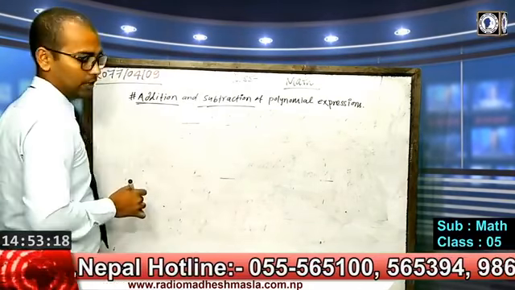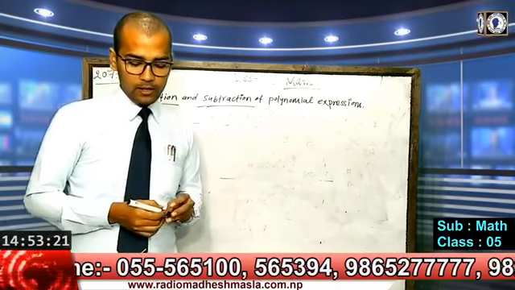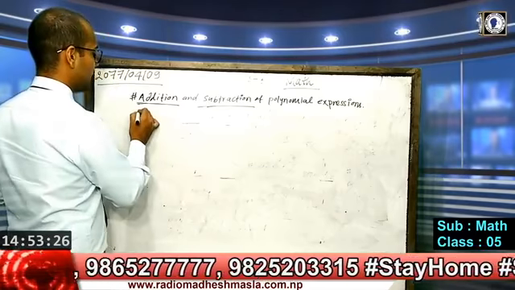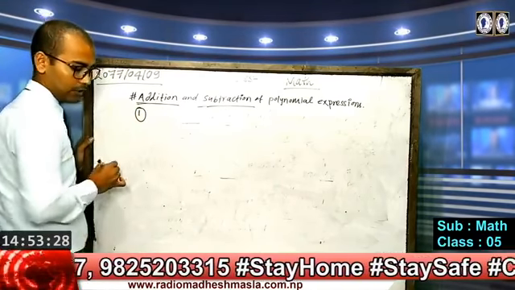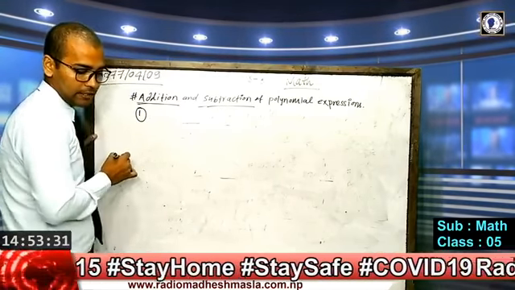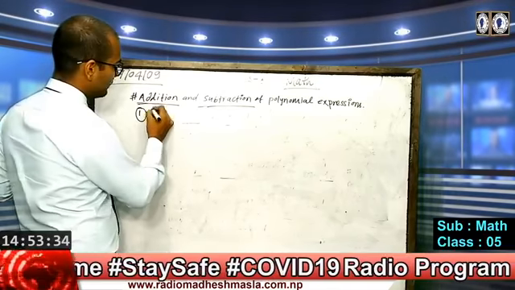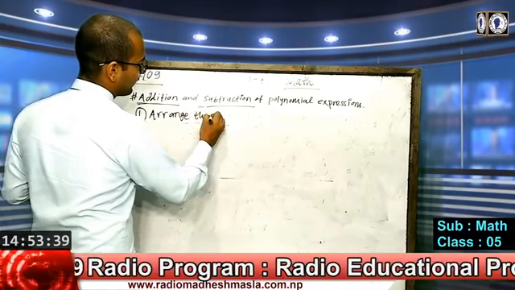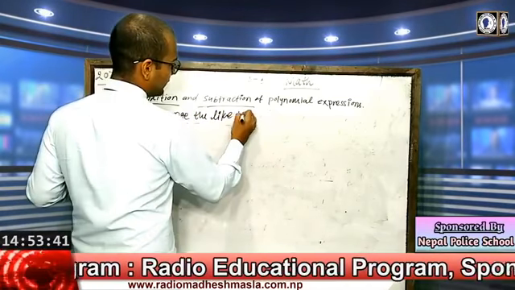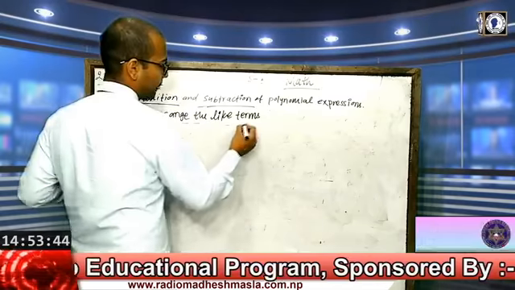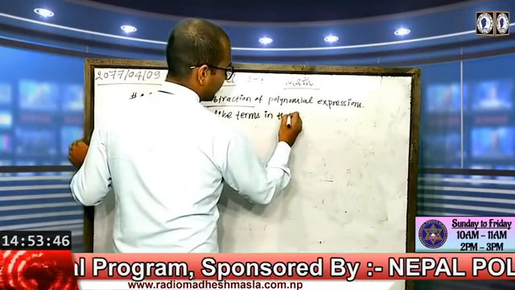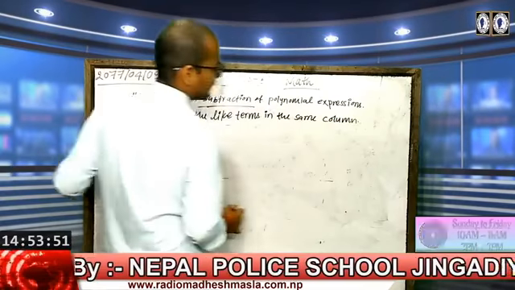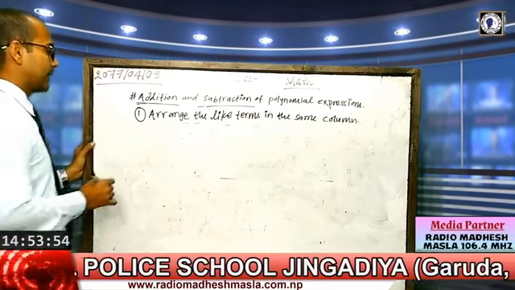Today I am going to give you some rules for the addition or subtraction of polynomial expressions. First, you have to arrange the like terms in the same column.